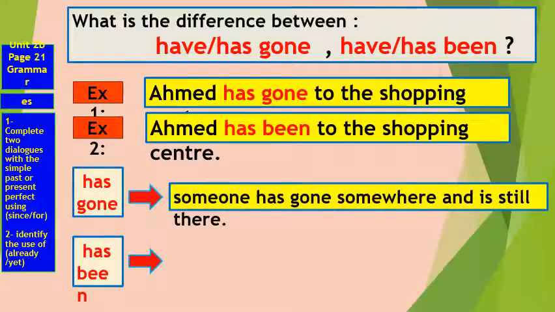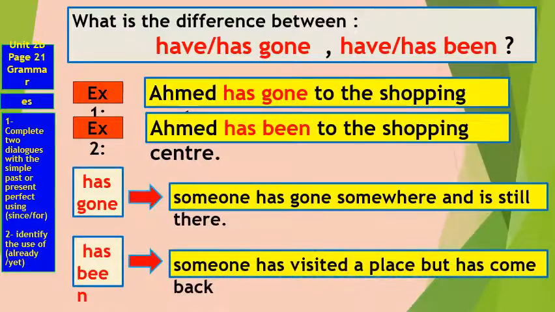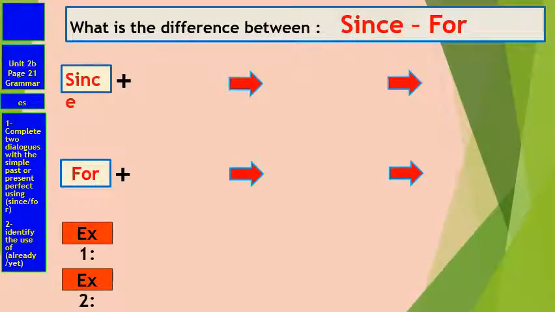Number one, when I say that Ahmed has gone to the shopping, that someone has gone somewhere and he's still there. So Ahmed has gone and he didn't come back yet, okay? Number two, has been indicates that someone has visited a place but has come back. So when I use been, that one has been there and come back. Okay. Now, again, we are going to talk about the difference between since and for.